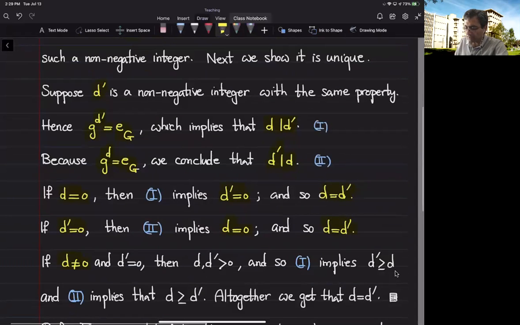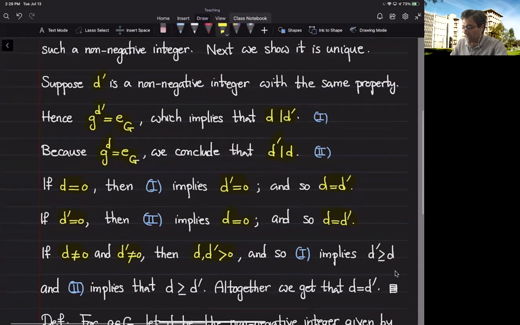Now, if neither of them are 0, oh, this is also non-zero, I should have said. If both of them are non-zero, then both of them are positive. Remember, they were non-negative integers. And therefore, knowing that d divides d prime implies d prime is at least d. Knowing that d prime divides d implies that d is at least d prime. And from there, we deduce that they are equal.